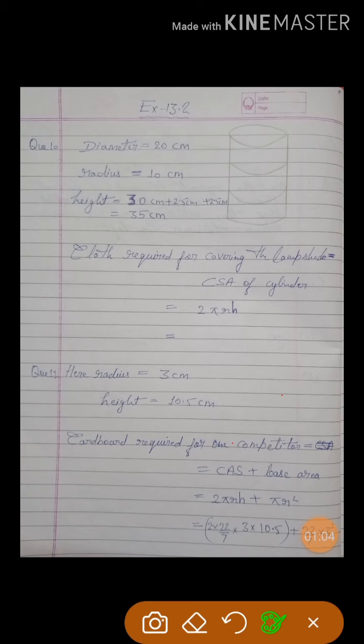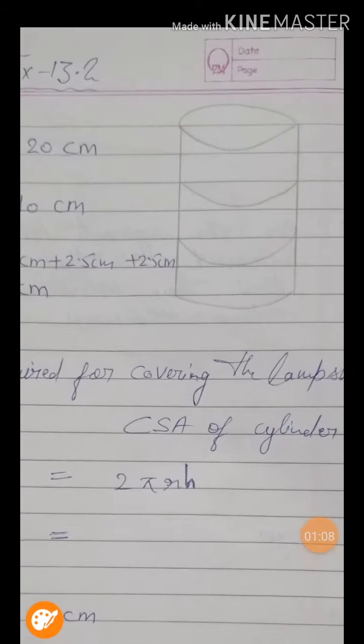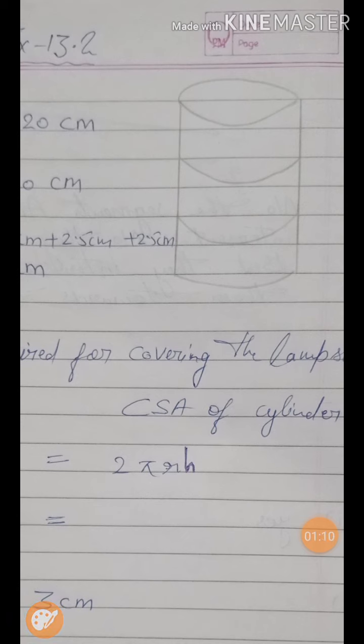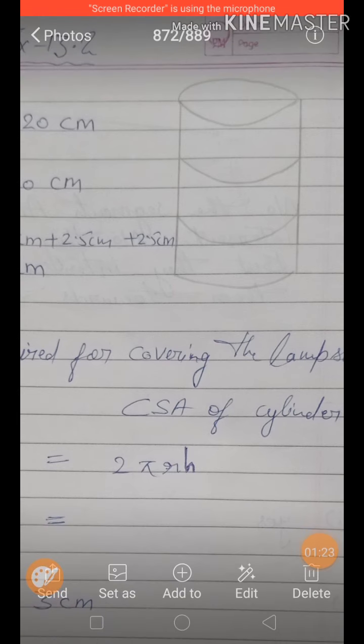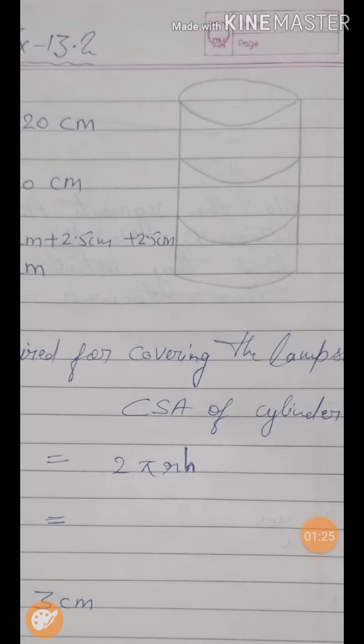So this is a lampshade. You can see this is a lampshade. We need to cover this with a decorative cloth, and how much cloth will be required, that we need to find. The cloth will be at the top and bottom of this frame. The cloth will be folded also. How much will it be folded? 2.5 centimeter at the top it will be folded, and 2.5 centimeter at the bottom it will be folded.